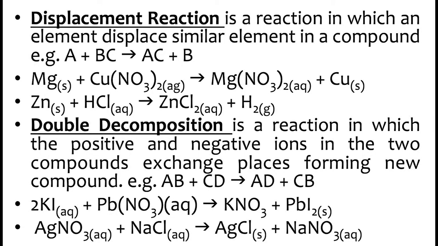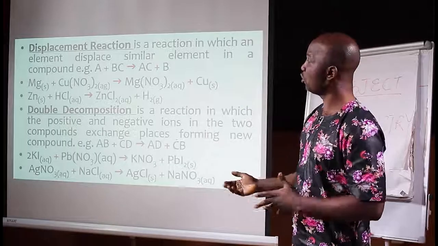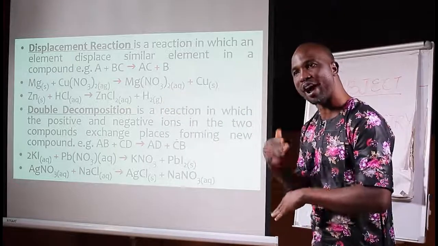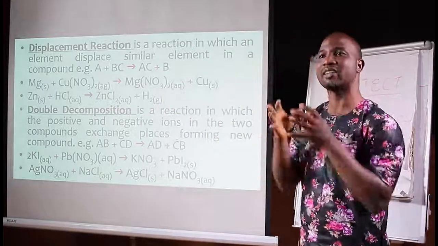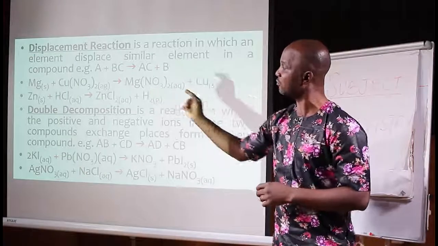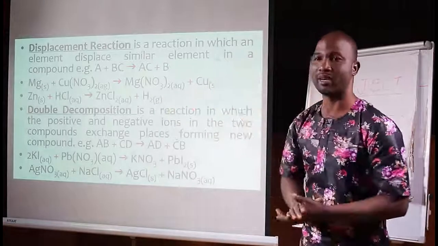You can see that magnesium is above copper on the electrochemical series, so it has a tendency of displacing copper in copper trioxonitrate V, so that it becomes magnesium trioxonitrate V, and copper will be deposited. Or you can see also zinc reacting with an acid. Any metal that is above hydrogen on the electrochemical series has the tendency of displacing hydrogen in an acid, so that zinc displaces hydrogen to give you zinc chloride plus hydrogen gas that will be liberated.